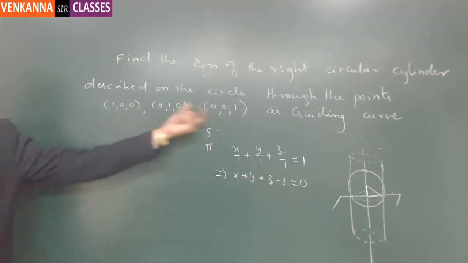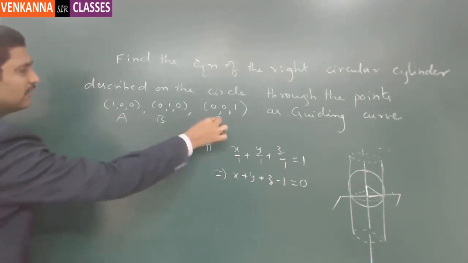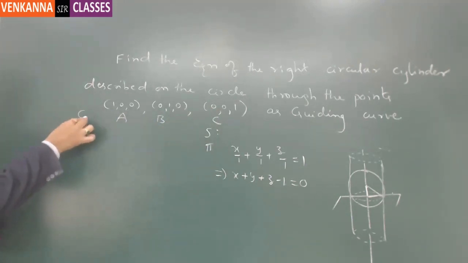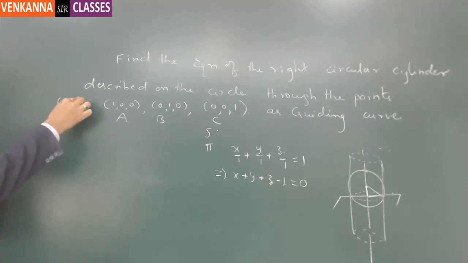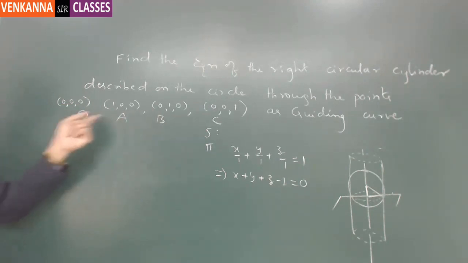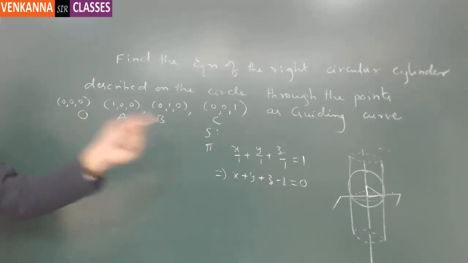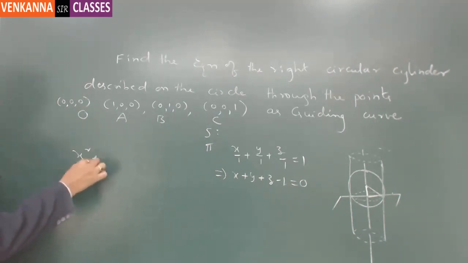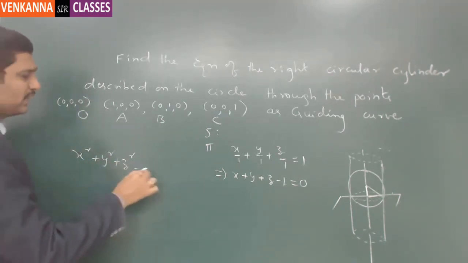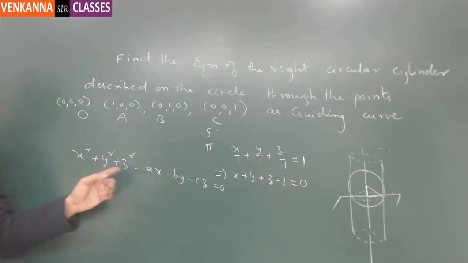Taking these 3 points as intercepts, they are in the specific form. And if you take A, B, C as the given points, by adding the origin to this, we will get 4 points. So we can find a sphere equation from the 4 points. I have given a formula. Whenever we have intercepts, the equation of the sphere OABC is given by x square plus y square plus z square minus ax minus by minus cz equal to 0. Can you remember this form?